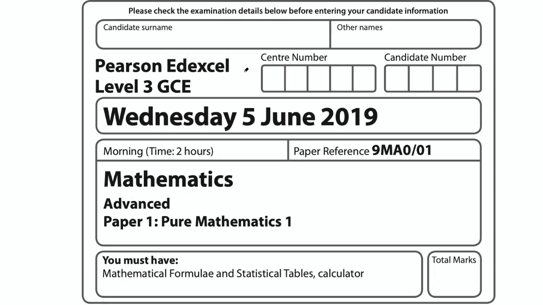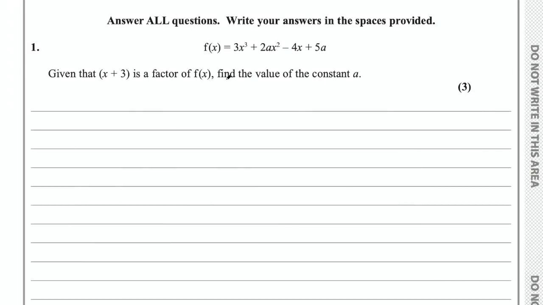This is Edexcel A-level Mathematics, Paper 1, Pure Mathematics 1 from the 5th of June 2019. Question 1 says f of x equals 3x cubed plus 2ax squared, take 4x plus 5a. Given that x plus 3 is a factor of f of x, find the value of the constant a.